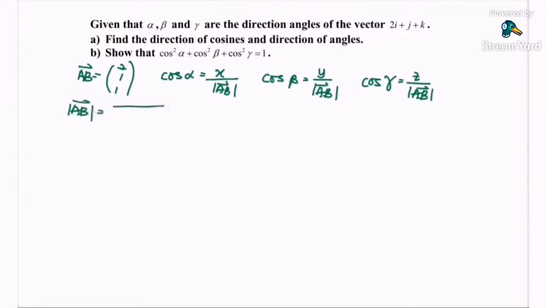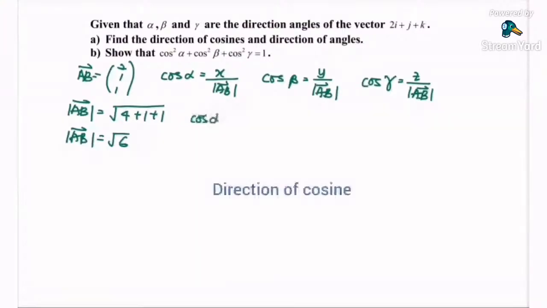where we have the square root of 4 plus 1 plus 1. So the magnitude of vector AB is equal to the square root of 6. Now we find the direction cosines, where cos alpha equals 2 over square root of 6, cos beta equals 1 over square root of 6, and cos gamma equals 1 over square root of 6. So here we have the direction cosines.